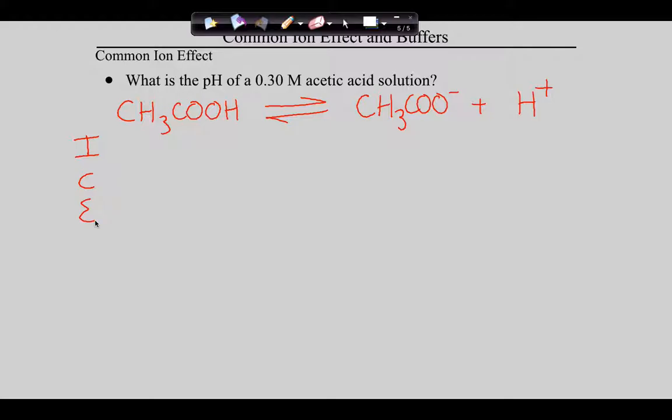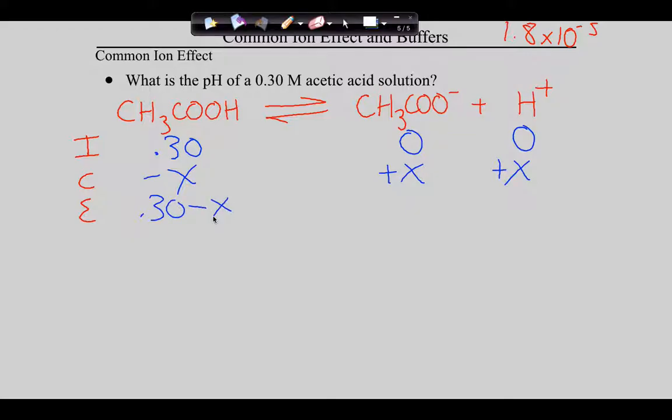By the way, guys, I didn't include this, but the Ka for acetic acid is 1.8 times 10 to the negative fifth. We ready to go? Here we go. 0.30 minus x, plus x, plus x. 0.30 minus x, x, and x.